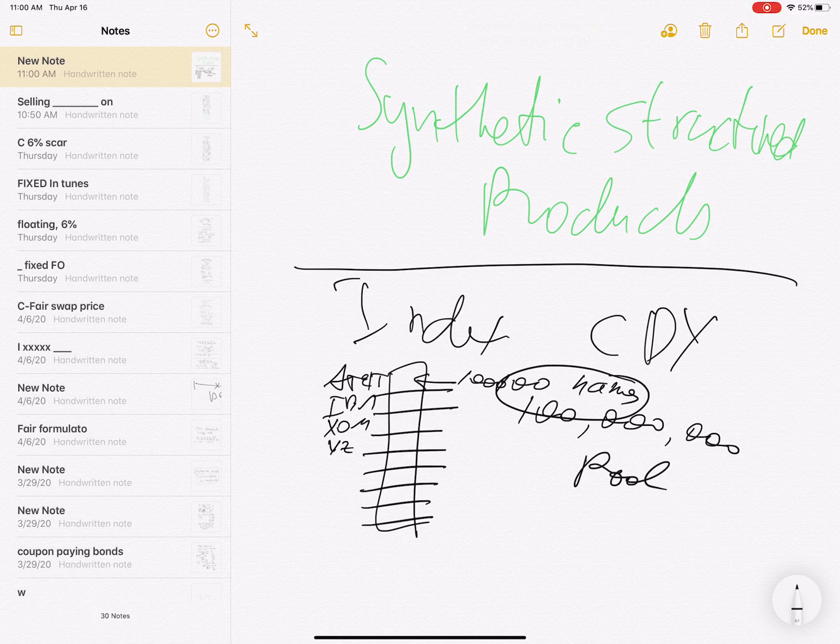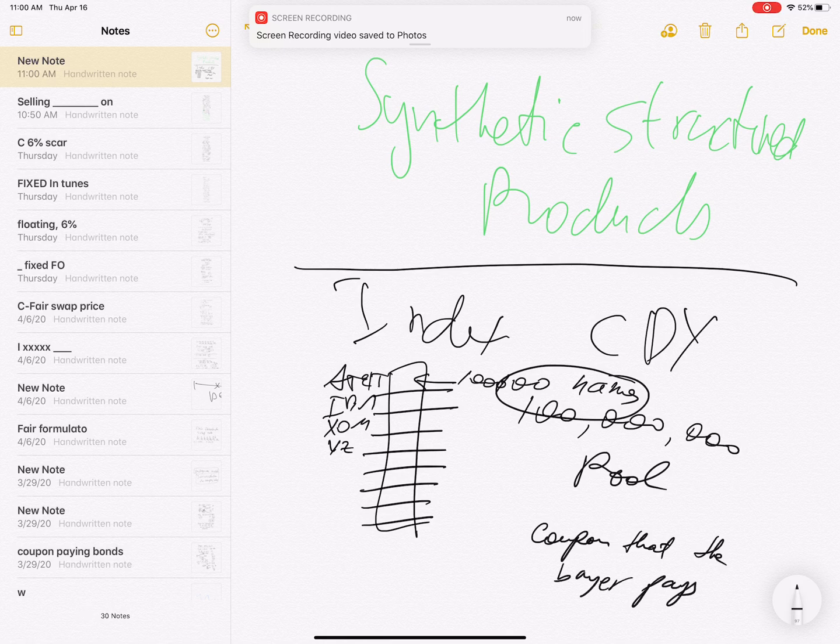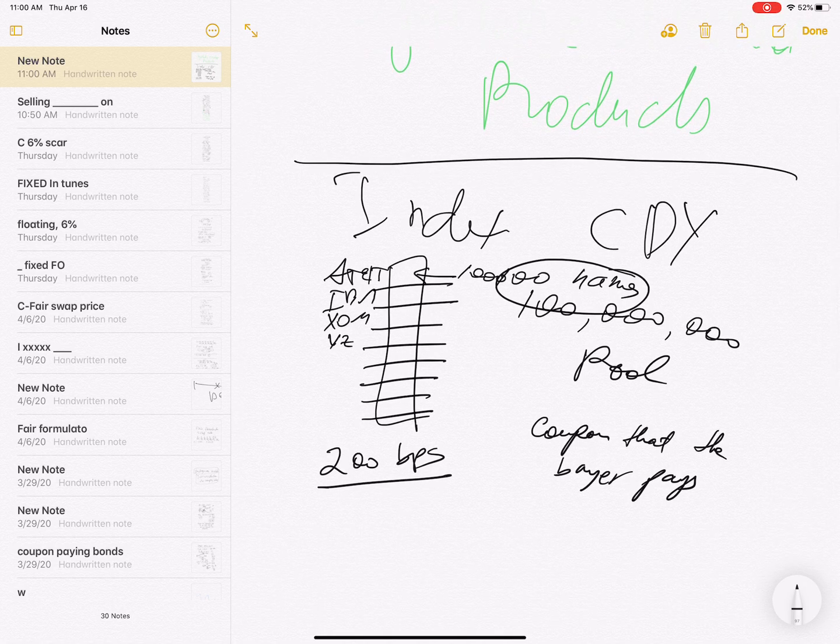Now let's say the coupon that the buyer pays is going to be 200 basis points. So on a $100 million pool, he's going to pay 200 basis points, which is 2% per annum. Okay, it is going to be $2 million.